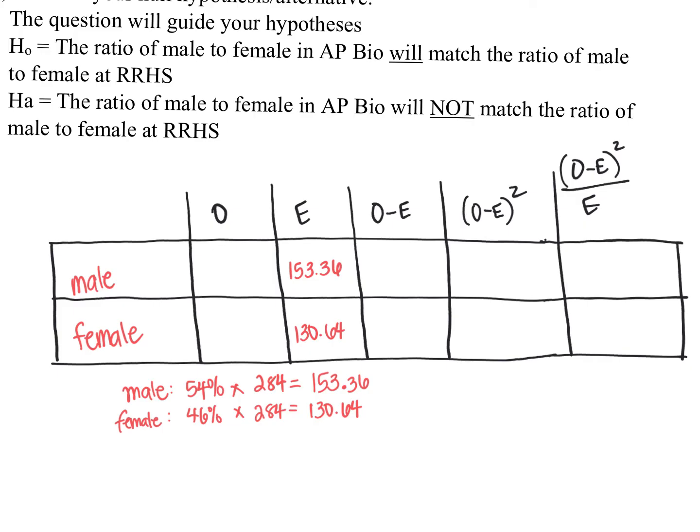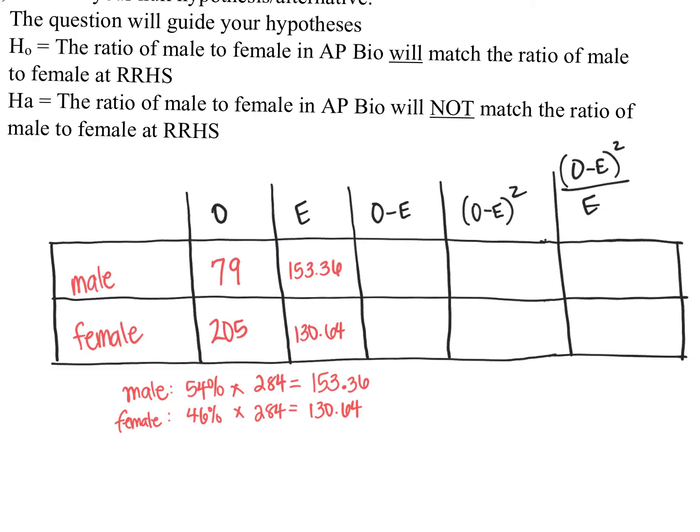Next, we're going to fill in the observed values. These values are given to you. They are the actual numbers that were counted in real life. The number of actual students is given to you in the table. Now we're going to place these in the O column.